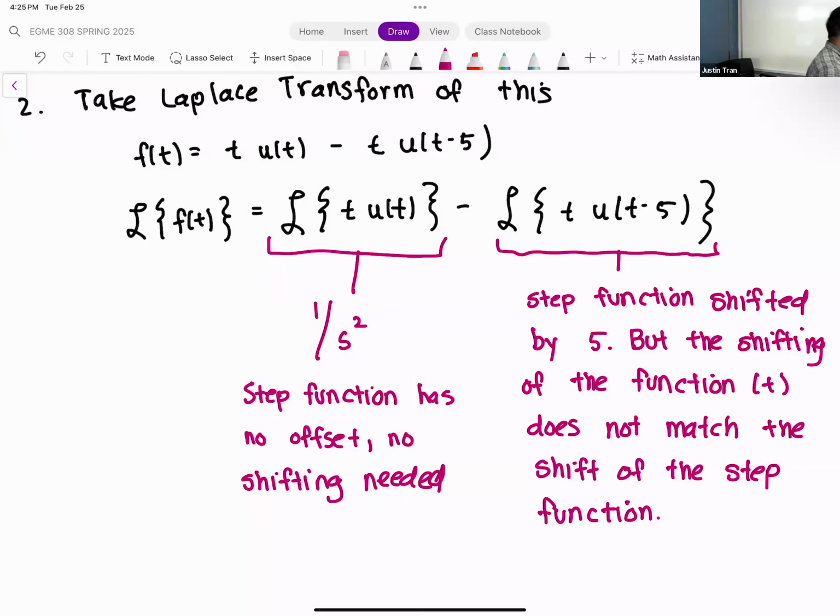So in this sense, the second shifting theorem is a little bit more complicated to apply than the first shifting theorem, because you have to make sure that the shifting matches between the two. In other words, this shift inside the step function has to match the shift of the function that's multiplying. And right now they're mismatched, so they don't have the same shift there.